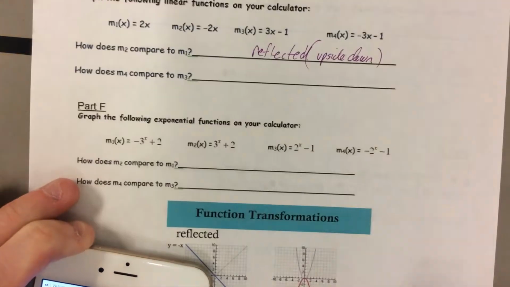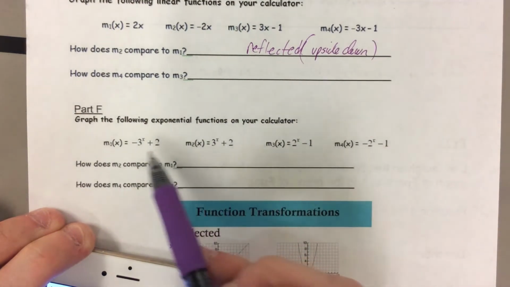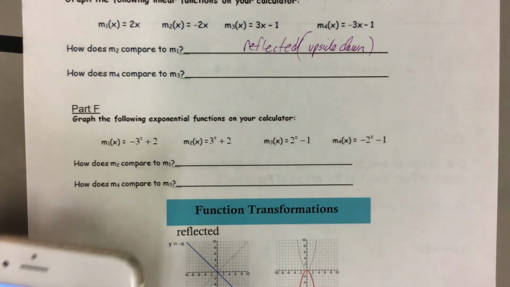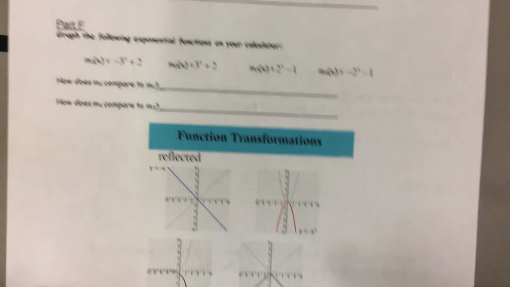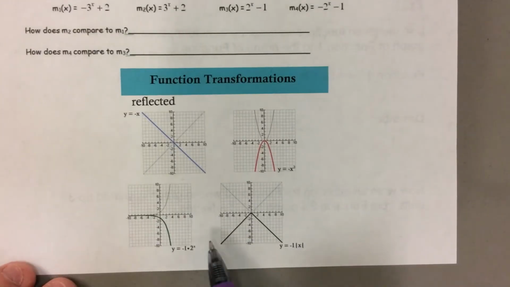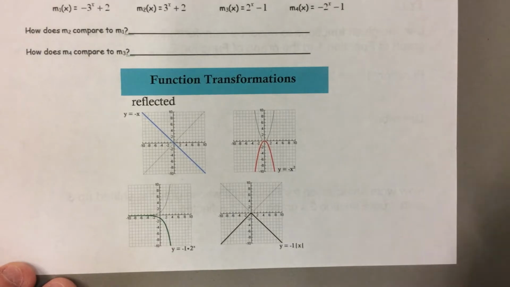Now I just want you all to go ahead and finish these out. Go ahead and see how they compare. Do part F as well. We'll talk about these in class tomorrow. So these down here are all reflections. So just a couple more reflections for you to see. Yeah, you can take a look at those to study.